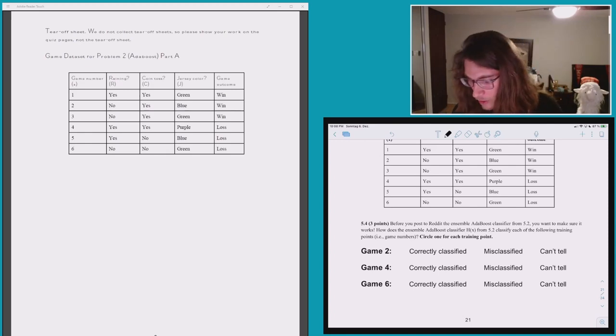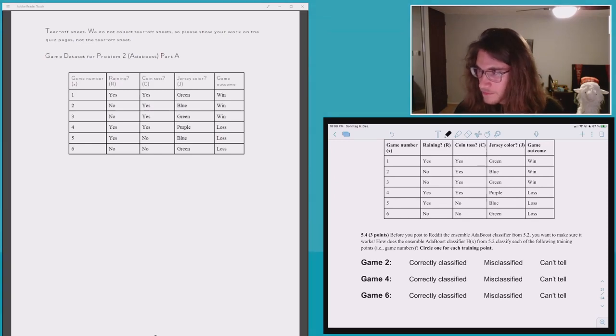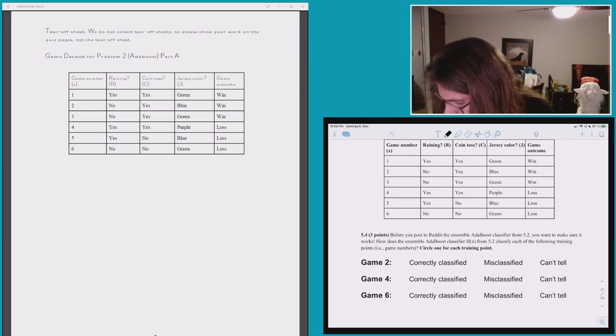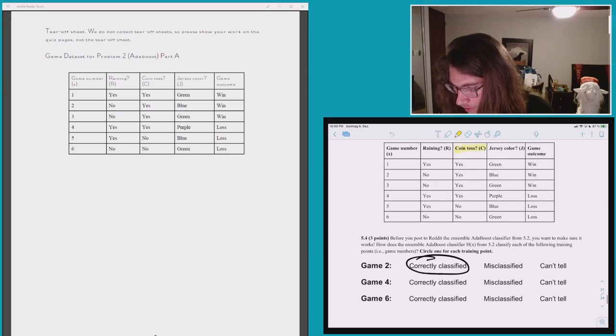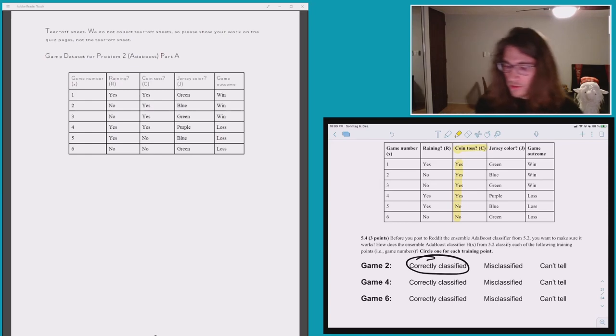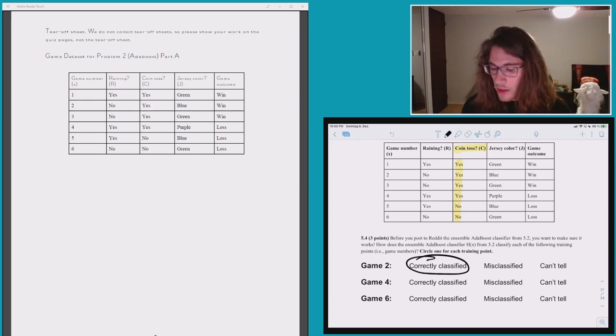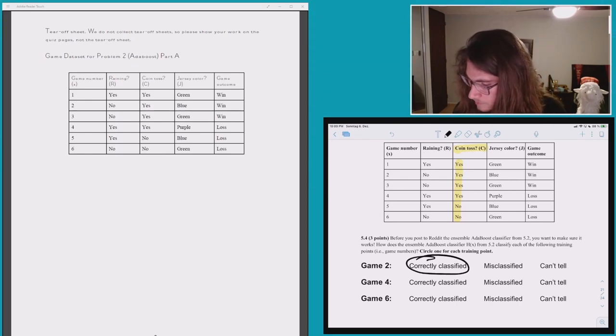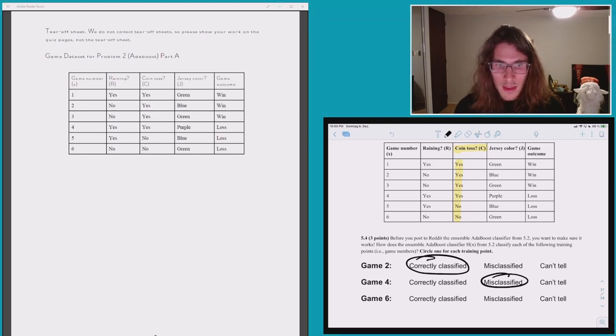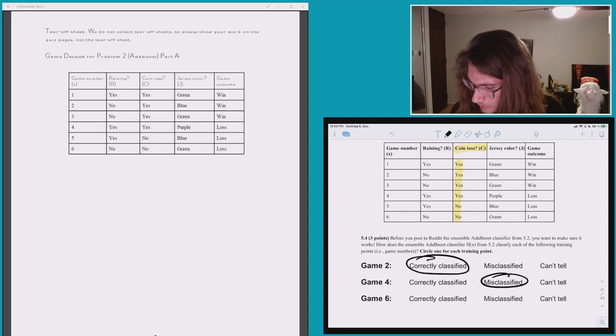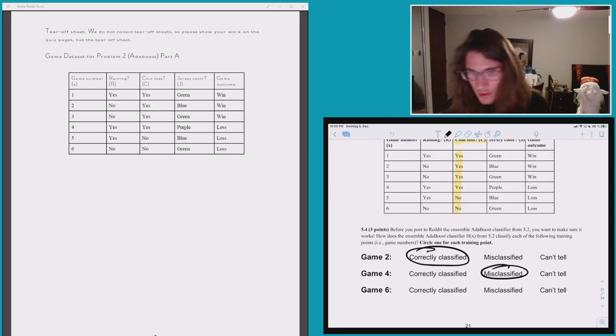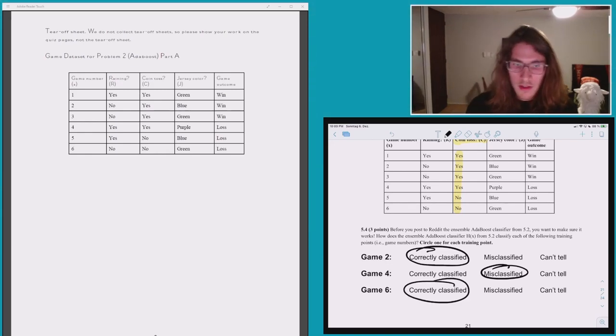Oh, we're classifying according to our ensemble classifier, and we have, thankfully, the data reproduced here. So we have game two, a game where the coin toss was won and the game outcome was won, which means game two is correctly classified. Remember, we're basically obeying this column because our ensemble classifier has H of C voting twice and only one opposing classifier, which is H of A. So game four, the coin toss was won and the game outcome was lost. So this is misclassified. And then we have game six, in which the coin toss was lost and the game was also lost, so this is correctly classified. So it's not too bad.